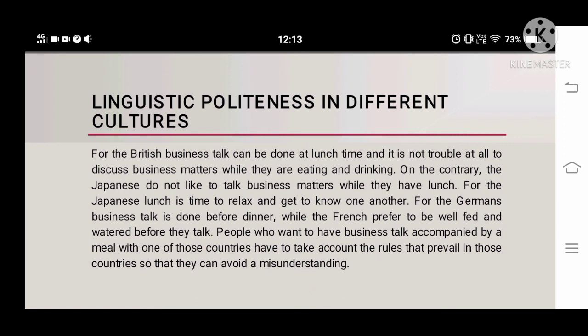For the Japanese, lunch is a time to relax and get to know one another. But for the Germans, business talk is done before dinner. While the French prefer to be well fed and watered before they talk about business. People who want to have business talk accompanied by a meal with one of those countries have to take into account the rules that prevail in those countries so that they can avoid misunderstanding.